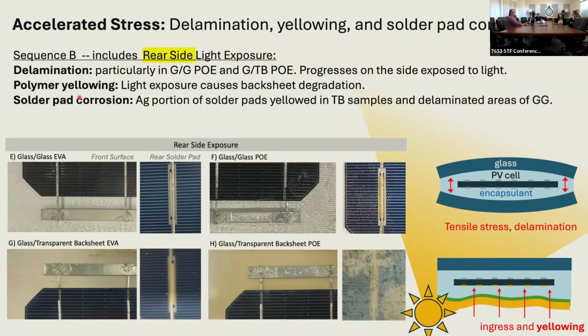We saw again polymer yellowing for the backsheets, especially when the backsheets are directly exposed to light, and solder pad corrosion for the glass transparent backsheet samples, but in this case also for the glass samples when that delamination progresses over top of a solder pad.